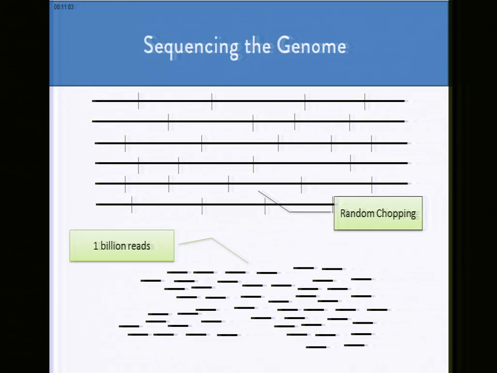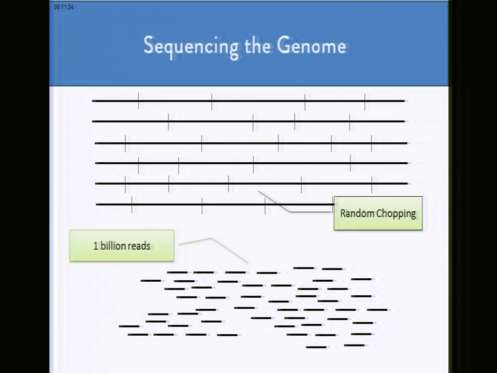When you do this on a genome scale, you get about a billion of these pieces. The genome is about 3 billion, and you take about 40, 50 copies. If you do the statistics, you need about 50 copies to make sure that you get an accurate sequence at the end. And if you take a billion of these, each of length 100, and divide by about 40 or 50, you'll get about 3 billion. That's about the length of the genome.